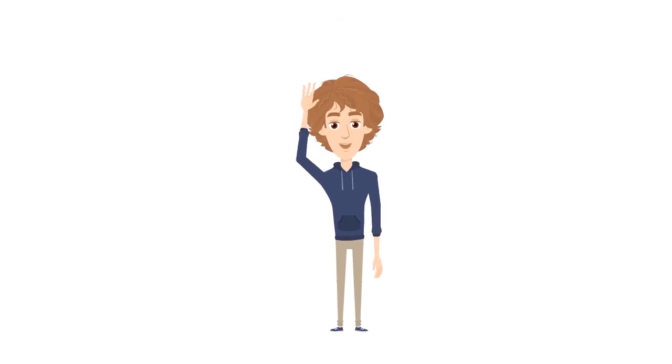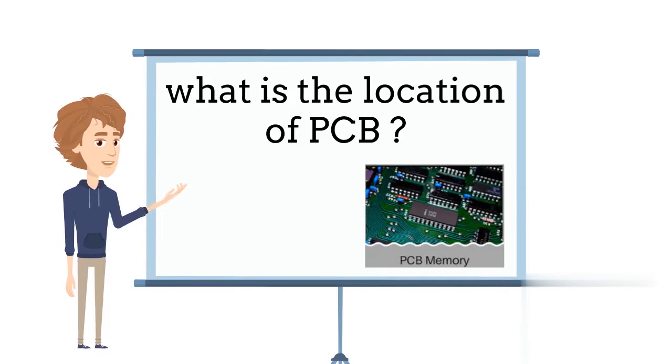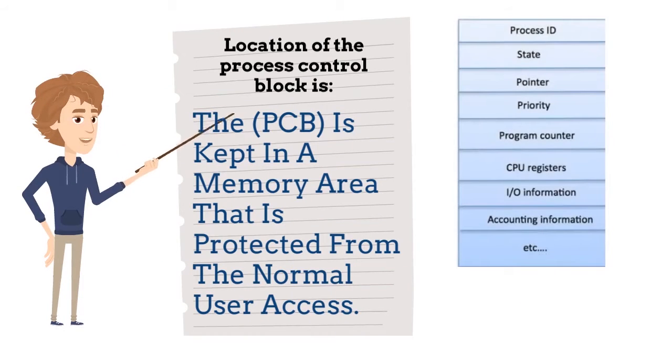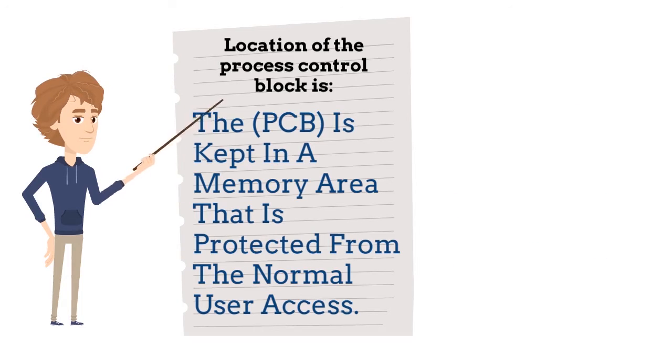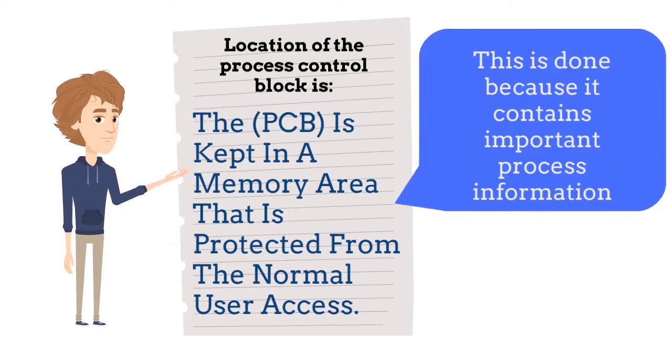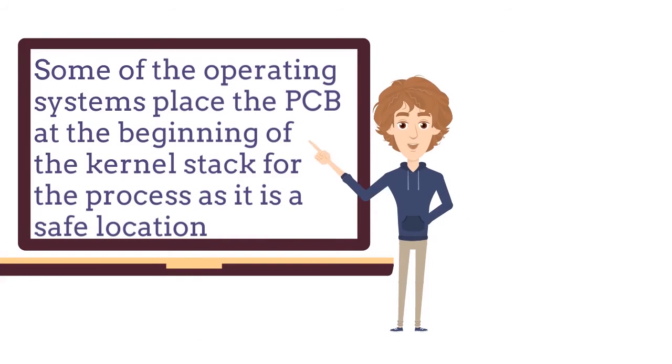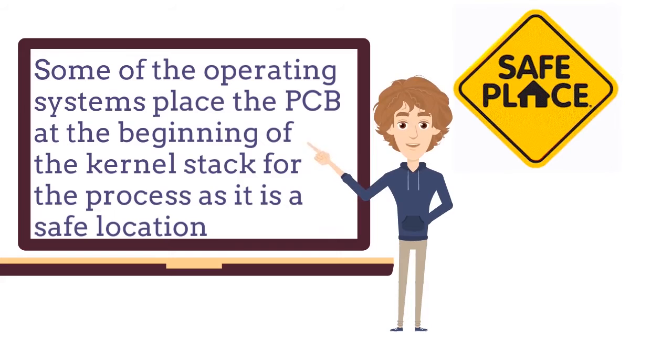Talk about the location. What is the location of PCB? The PCB is kept in a memory area that is protected from the normal user access. This is done because it contains important process information. Some of the operating systems place the PCB at the beginning of the kernel stack for the process as it is a safe location.